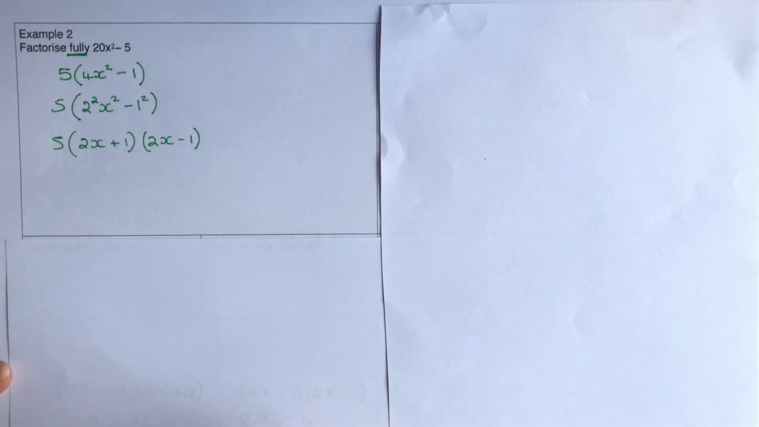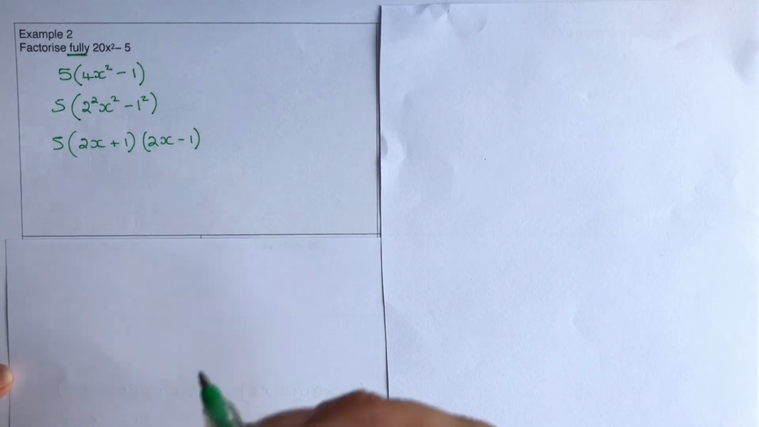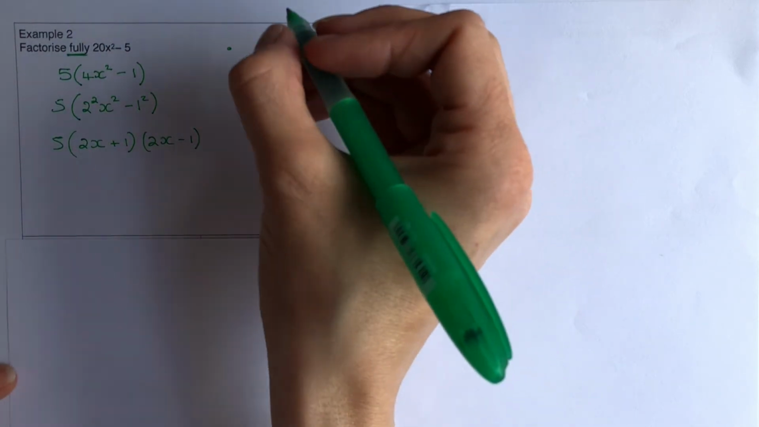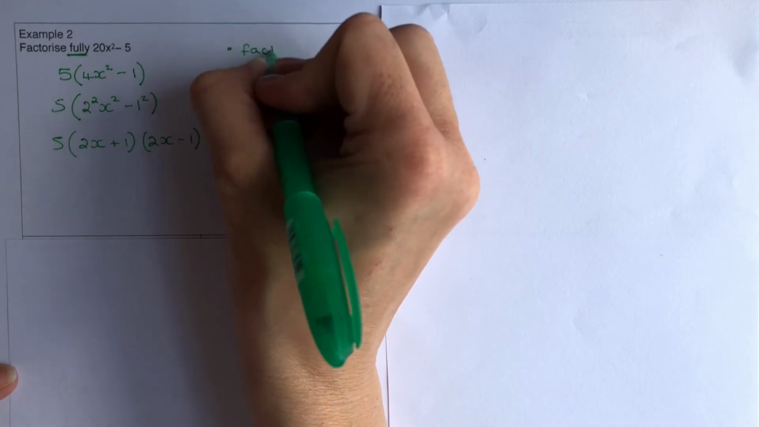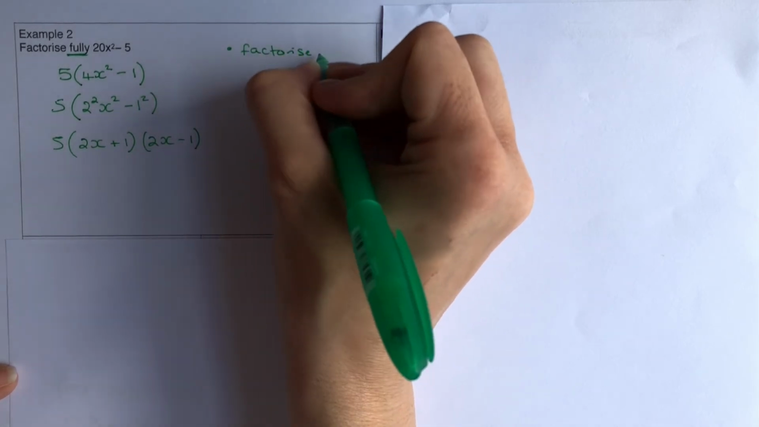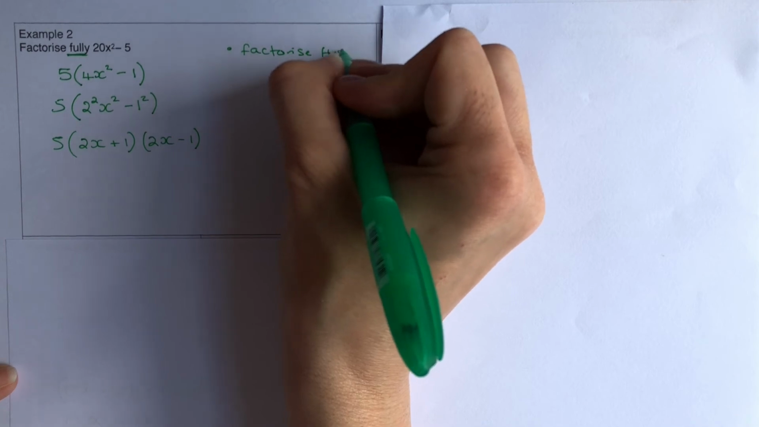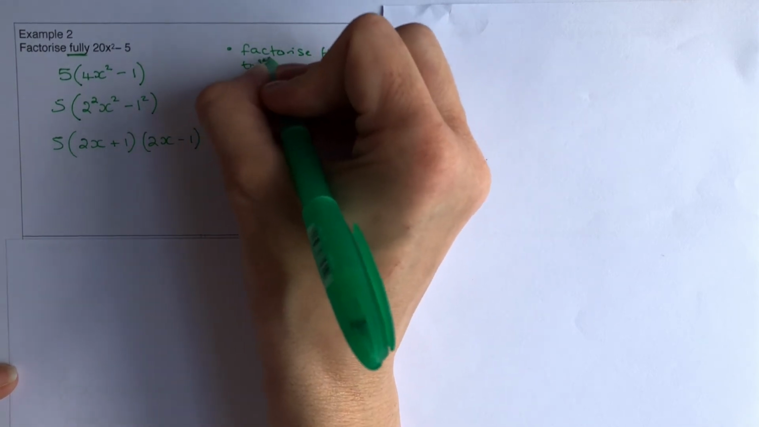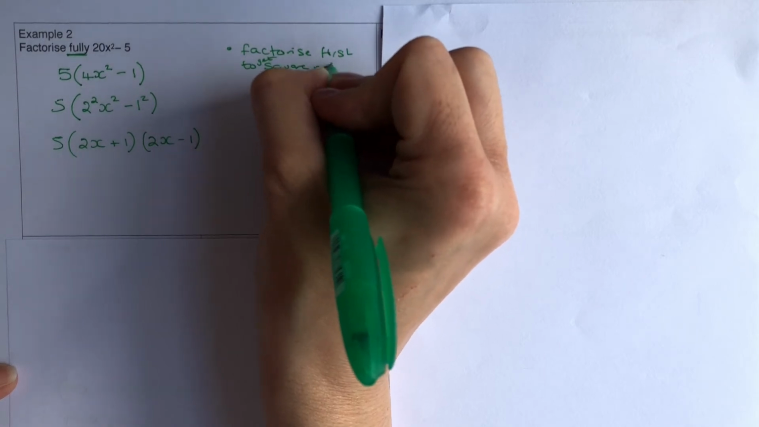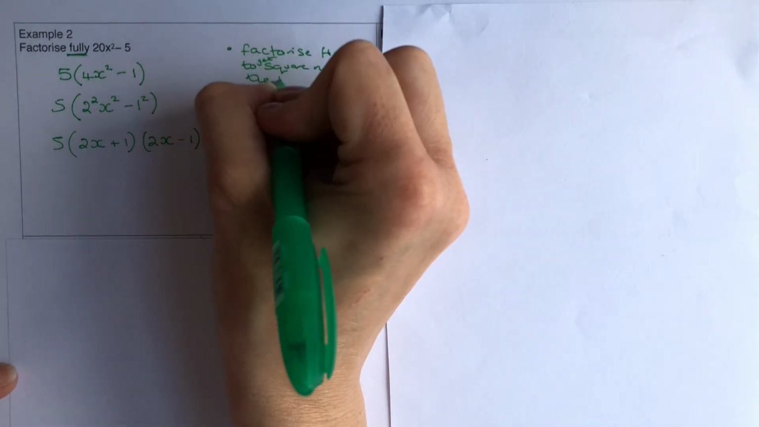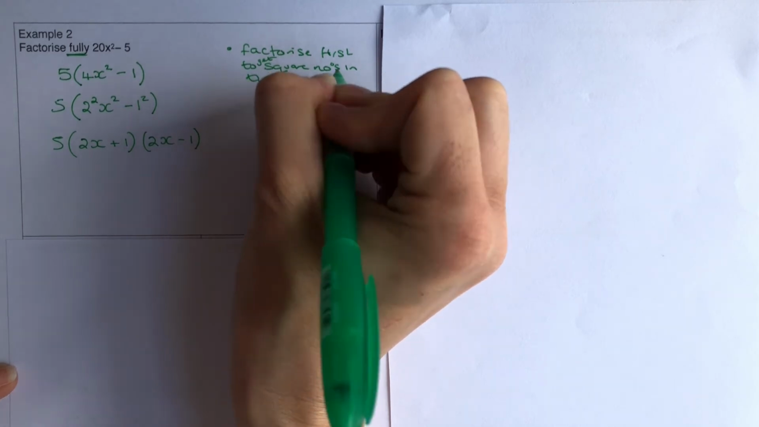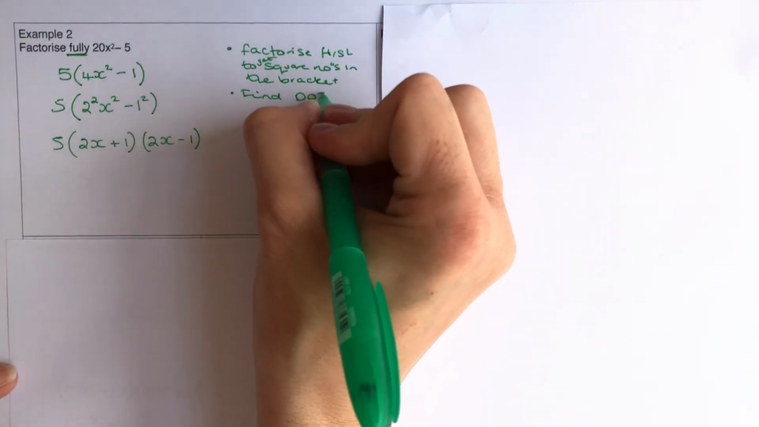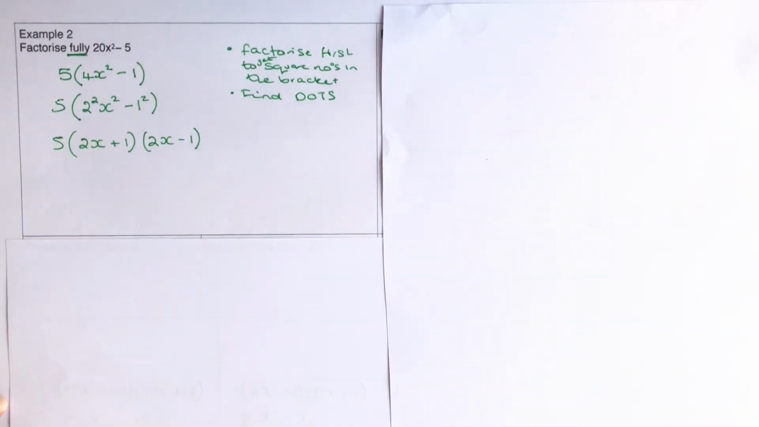Okay, so it's the difference of 2 squares, but you just have to do something extra first. So if you get one like this, and your clue is this fully here, see if you can factorise it. So factorise first to make square numbers in the bracket, and then you find the difference of 2 squares, or dots for short.